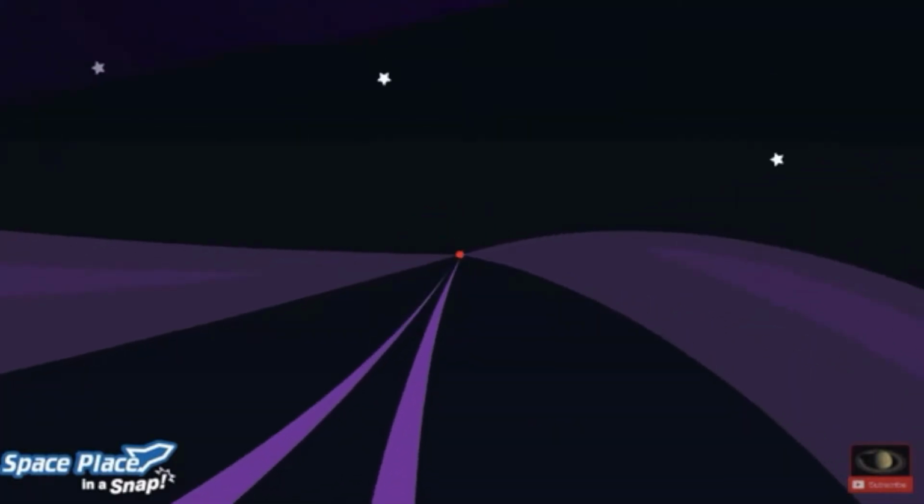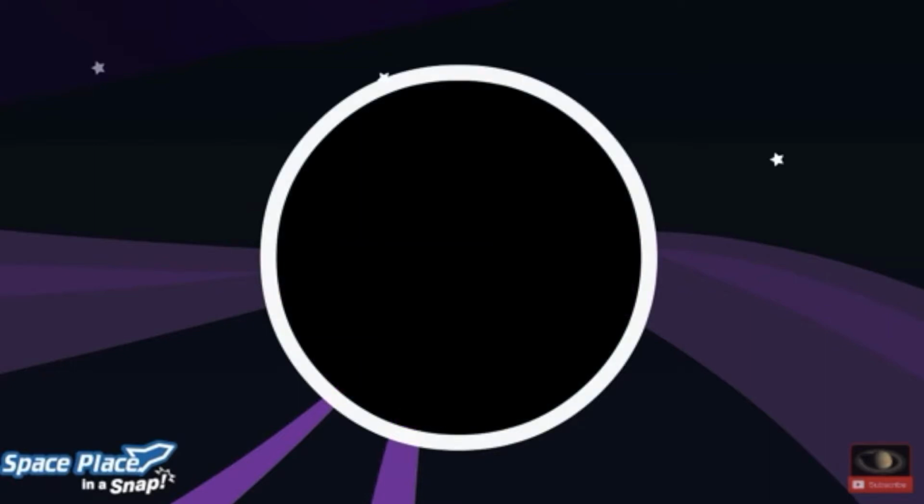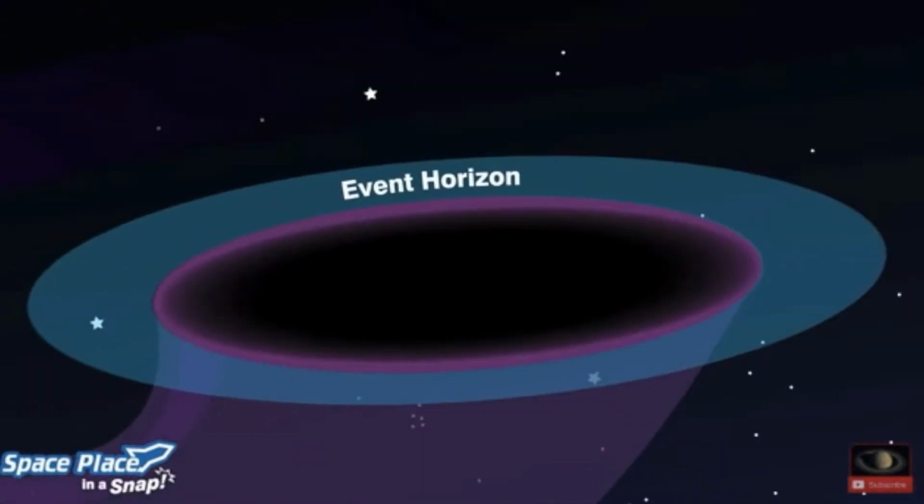Imagine a circle with a singularity in the middle. The gravity on the inside of the circle is so strong that nothing can escape. It sucks in everything, even light. That's why it's black. This circle is known as the event horizon. An event horizon is probably what you are thinking of when you think of a black hole.